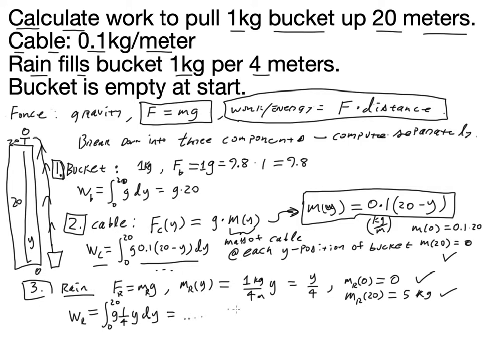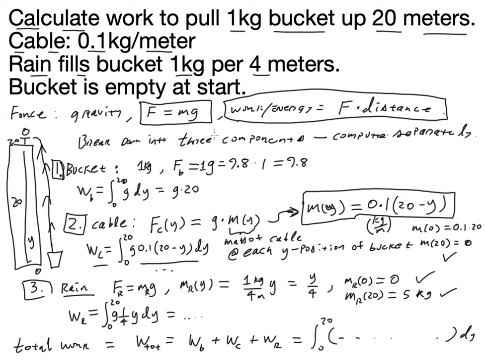And again, I'll let you calculate that on your own. The total work is the sum of all the individual works. We'll call it work total: it's the work of the bucket plus the work done on the cable and the work done on the rain itself. So all those together. And of course, you can put that all in one big integral if you want, but I'll let you do that on your own.